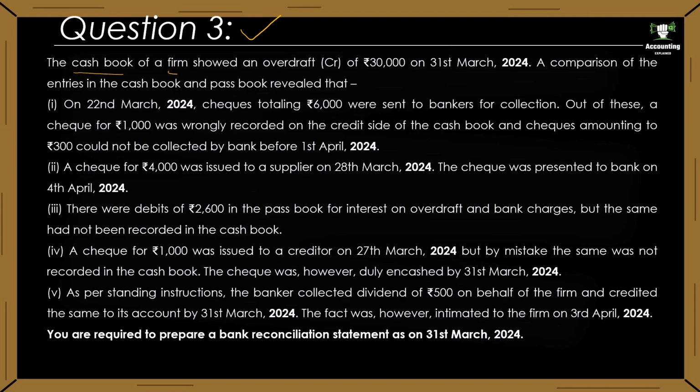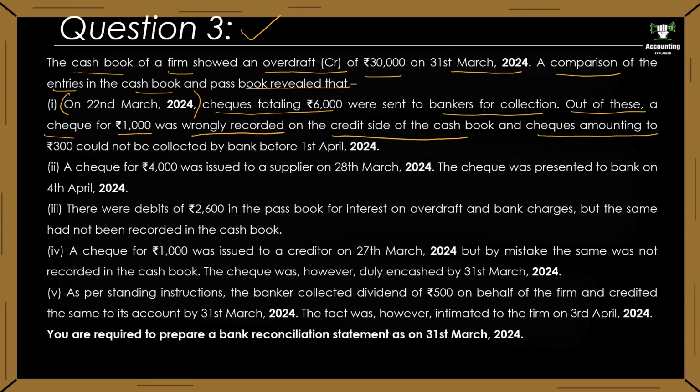The cash book of a firm showed an overdraft credit of rupees 30,000 on 31st March 2024. A comparison of the entries in the cash book and the passbook revealed that on 22nd March 2024, checks totaling 6,000 were sent to bankers for collection. Out of these, a check of rupees 1,000 was wrongly recorded on the credit side of the cash book, and checks amounting to 300 rupees could not be collected by bank before 1st April 2024.